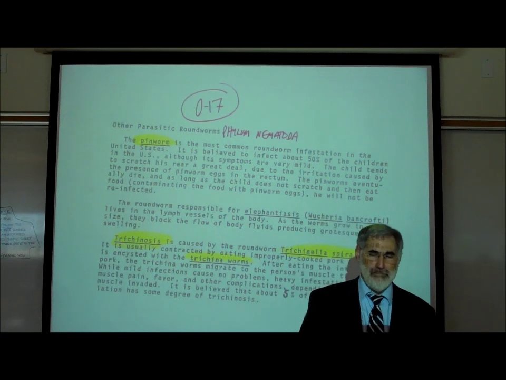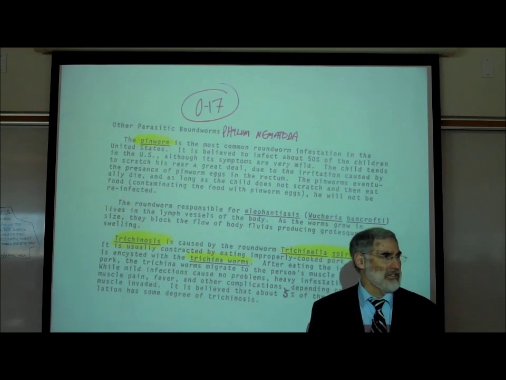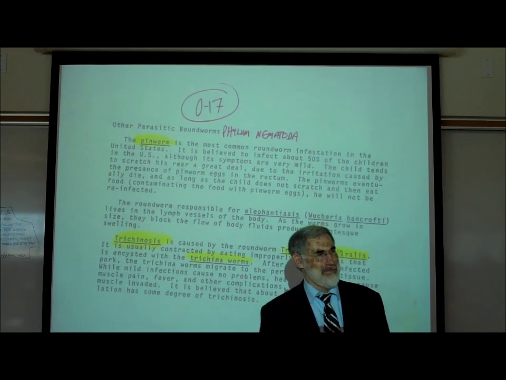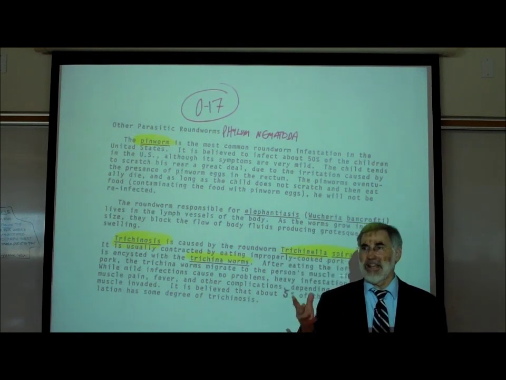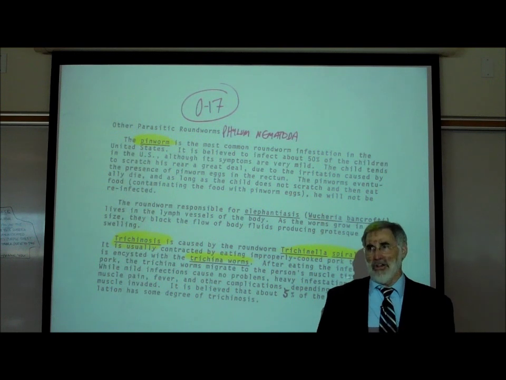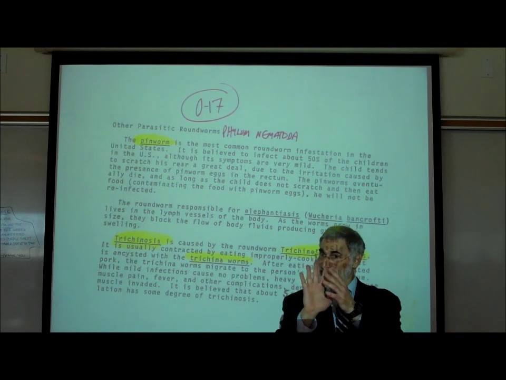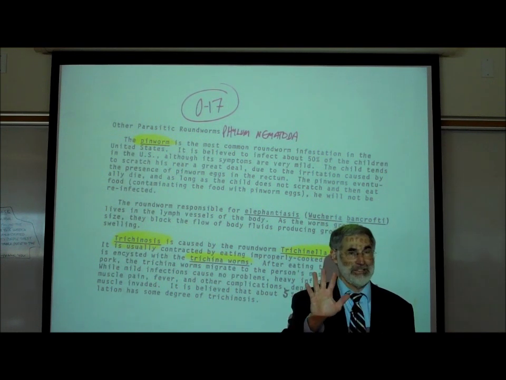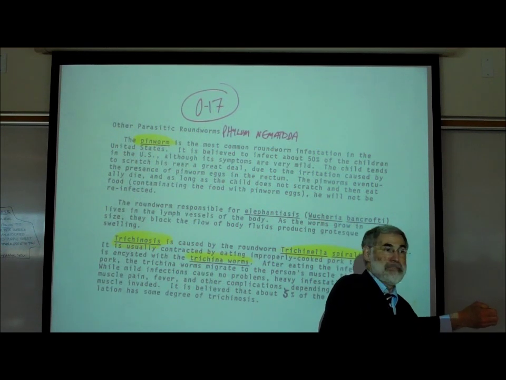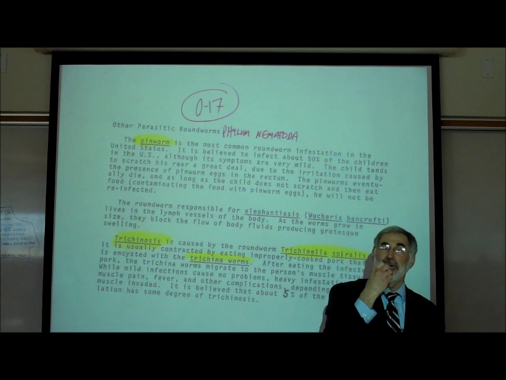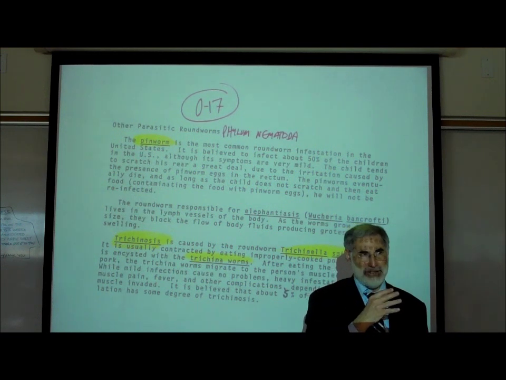Then Billy goes, oh wow, you got chocolate chip cookies, can I have one? And Bobby says, sure, wait a second. He scratches his butt, and he picks up these eggs that are on his clothes and so on. They're microscopic, you need a magnifying lens to see them. And then he picks up the cookie and hands it to his best friend, Billy. Billy now eats the cookie, and there are pinworm eggs on it.